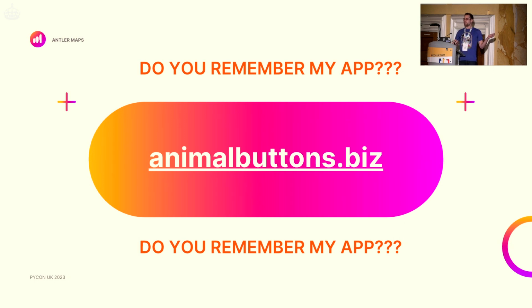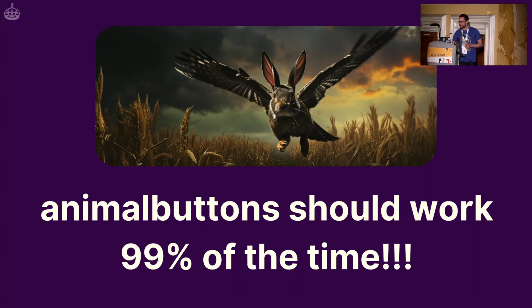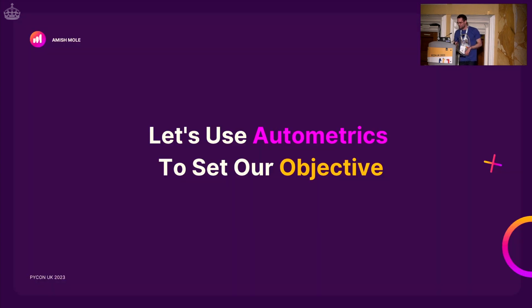So do you remember my app, animalbuttons.biz? It's the buttons, you press them, you get animals. We're going to set an objective for animalbuttons.biz. And that objective will be that animal button should work 99% of the time. Also, this is an image where the AI got confused, and it turned a rabbit into a flying rabbit, but I kept it because I thought it was cool or unsettling. I don't know, I can't decide.